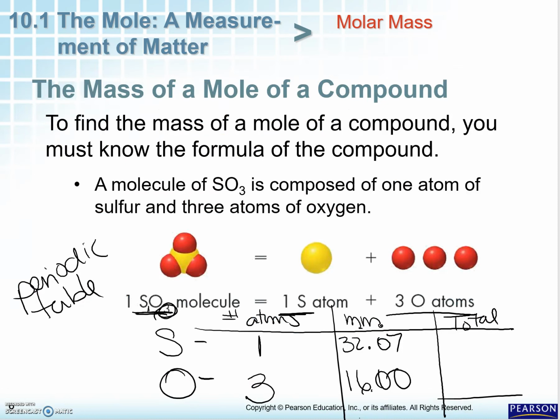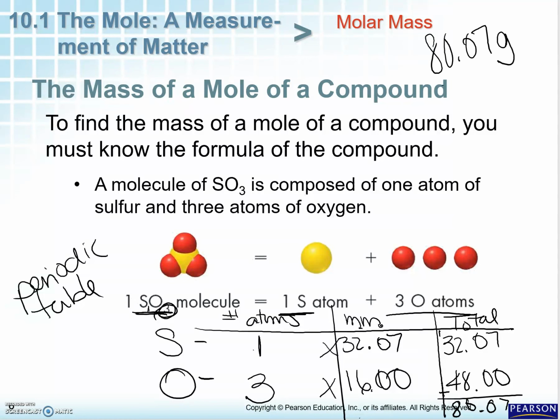So now what I want you to do is multiply straight across. So 1 times 32.07 is 32.07. Then 3 times 16, that should be 48.00. Now you're going to add up the total column. So you would go straight down, just like normal math, and you would get a total of 80.07. That is going to be your molar mass for that of sulfur trioxide. If you were to write it up here one more time, its units would be grams per 1 mole.